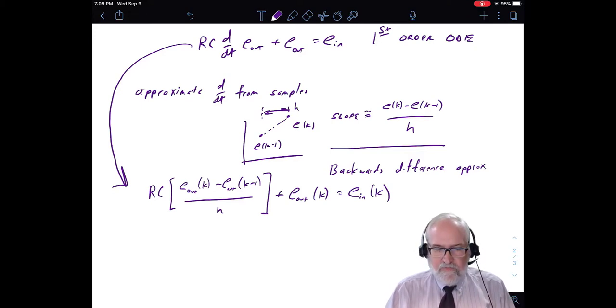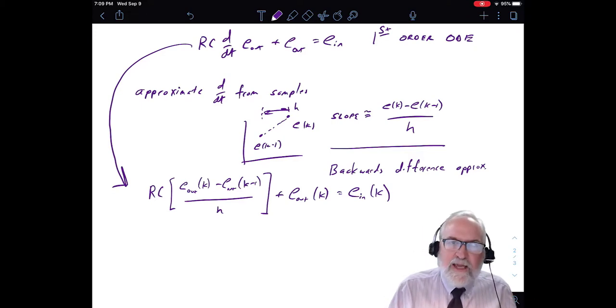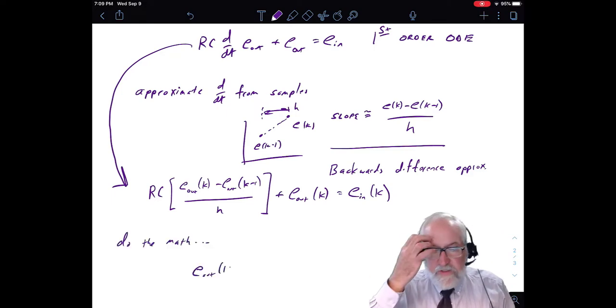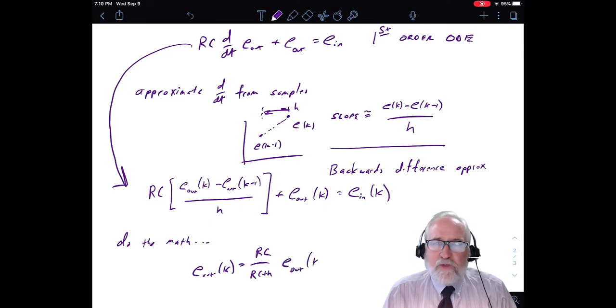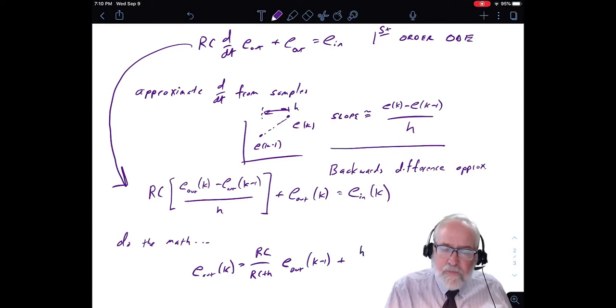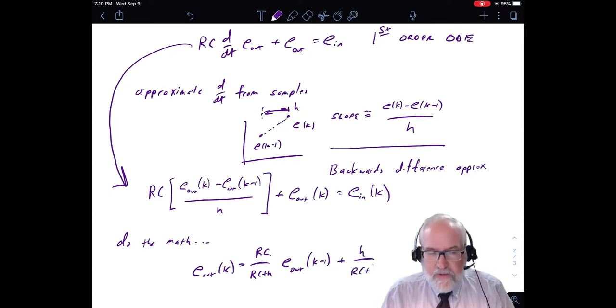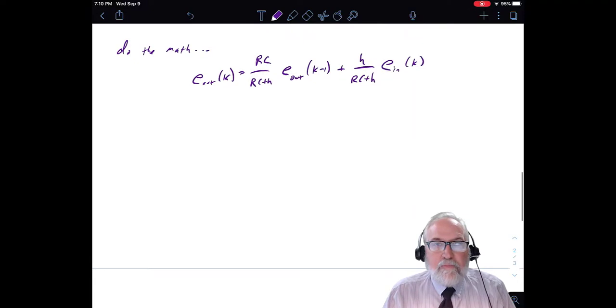What we want to do is find just the expression for E out at k, right? And so we just gather around those terms, do a little algebra, and end up with this expression where we have a coefficient that's RC over RC plus h times E out at k minus 1. So that's the last filtered output, plus h over RC plus h times E in at k, so the current input. So we have the sample, E in at this point in time, the last filtered output, the k minus 1, and we add them with these two coefficients.